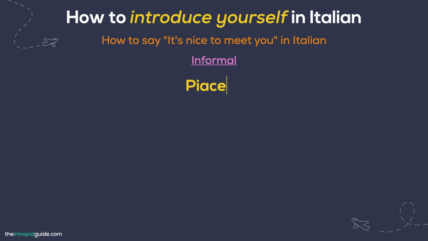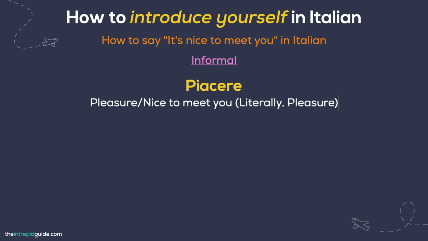Now, for casual encounters, you can say, Piacere. Nice to meet you. This is simple yet effective and great for any situation. You can also add molto, very, at the beginning for a sprinkle of excitement.